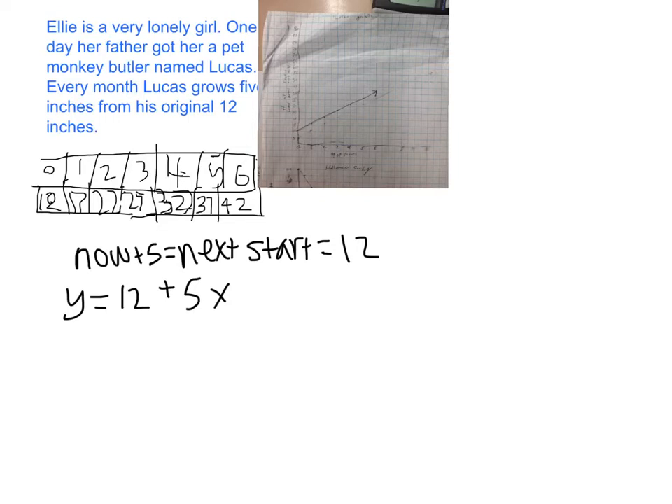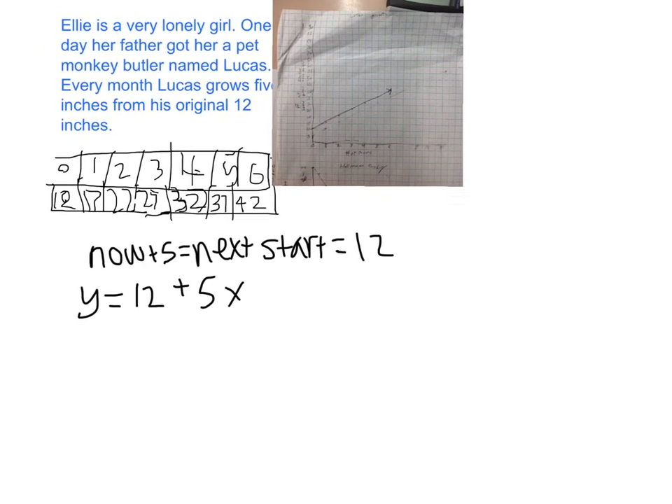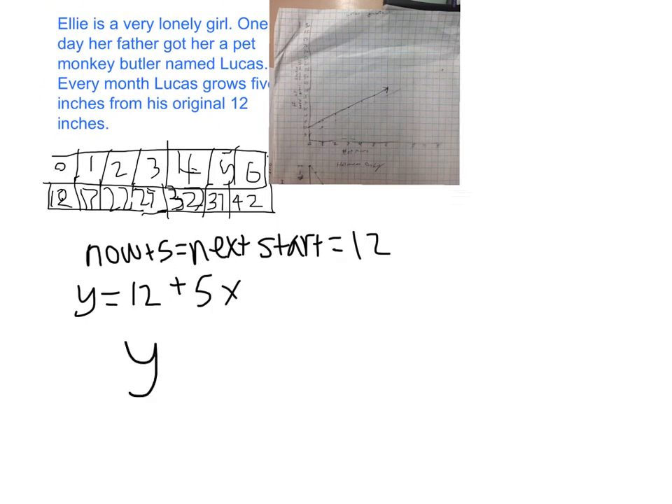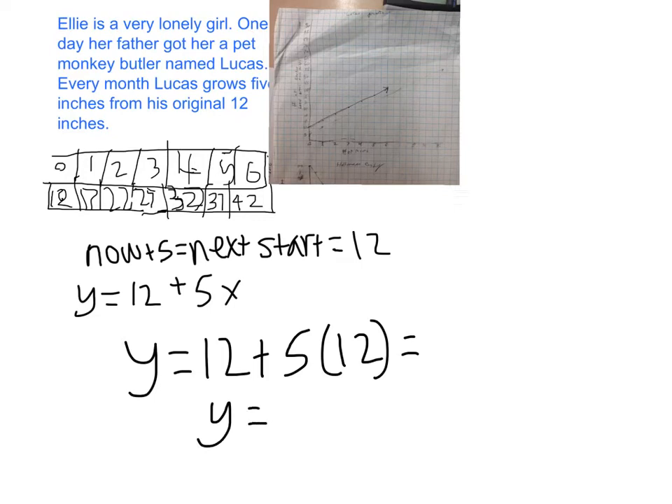Now here's one of my problems. How many inches will Lucas grow in 1 year? So we'll do y equals 12 plus 5 times 12, since there's 12 months. And that will be, so 5 times 12 would be 60, and plus 12 would be 72. So he would grow 72 inches in a year.